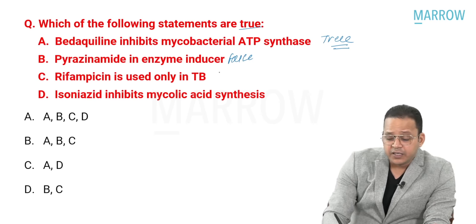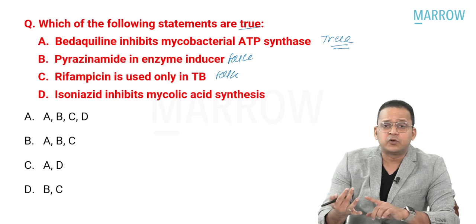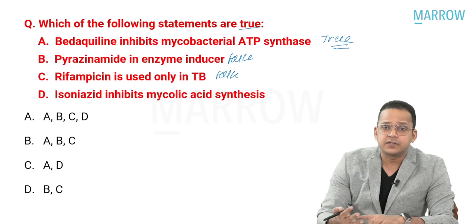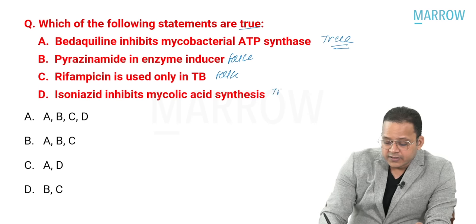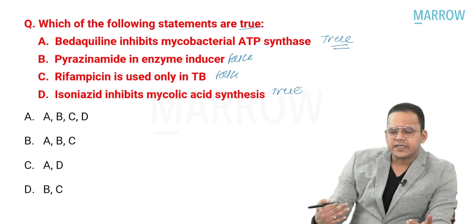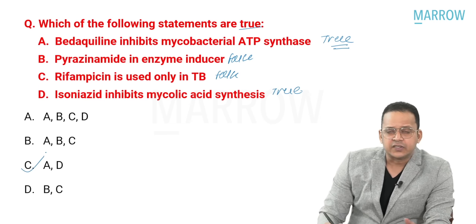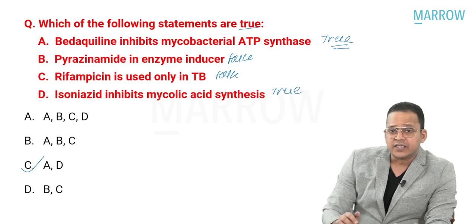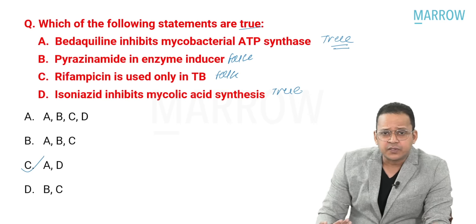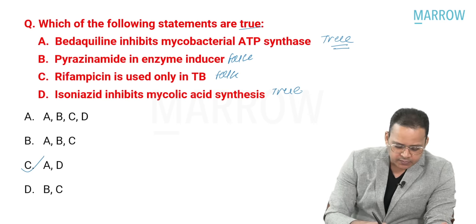Rifampicin is used only in TB. False. It is used in TB, in leprosy, in Mycobacterium avium complex, in Brucella, and in meningococcal meningitis. A lot of uses. Isoniazid inhibits mycolic acid synthesis, that's true. So there are only two correct options, A and D. So option C is the right answer. It falls under the easy category. It's an easy MCQ. You can see in this exam there are lots of easy MCQs. Some are difficult ones, and that is how INI-CET is supposed to be as an exam, right?